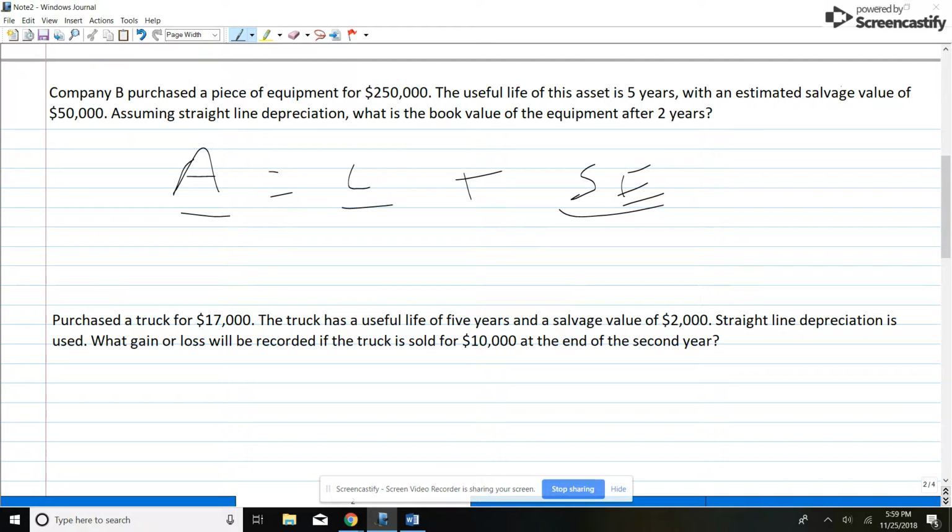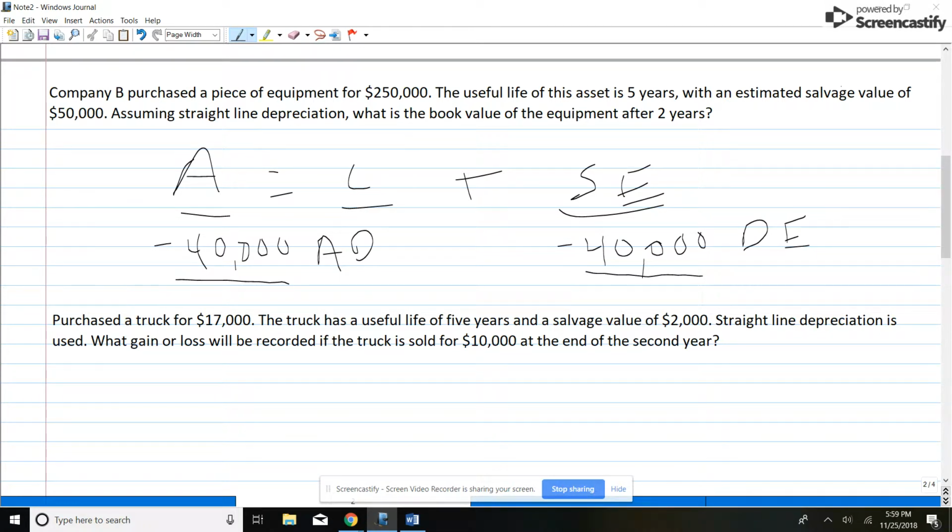All right, so the 40,000 depreciation expense is going to decrease shareholders' equity even though it's being debited, because remember that expenses decrease shareholders' equity. And then there's also going to be a decrease to assets from accumulated depreciation. So this is depreciation expense, and this is accumulated depreciation. This is going to show up on the income statement, and this is going to show up on the balance sheet.